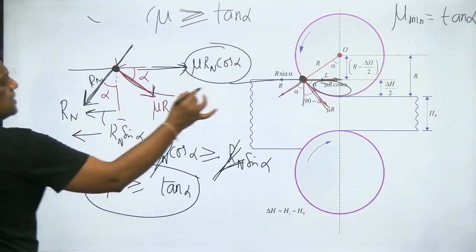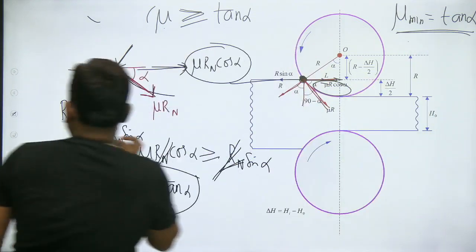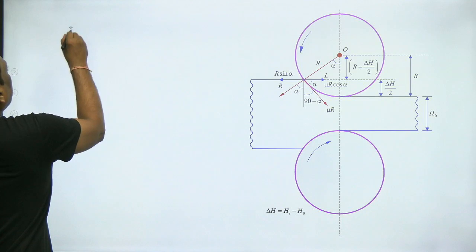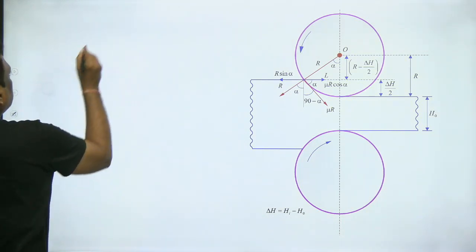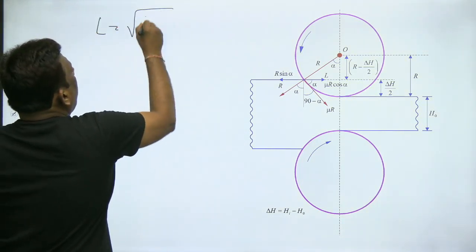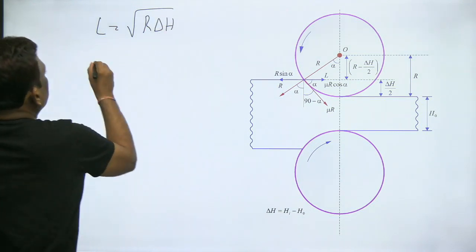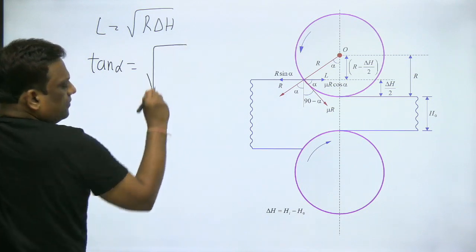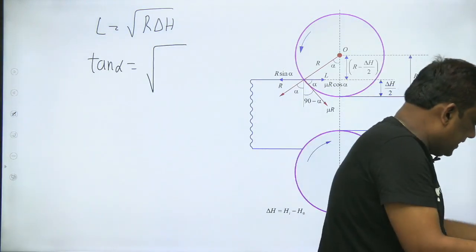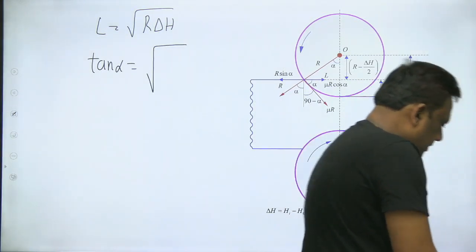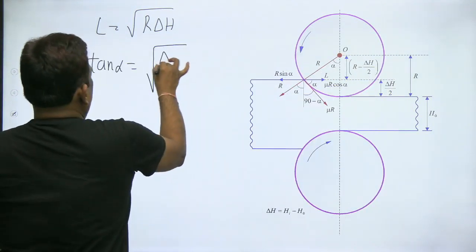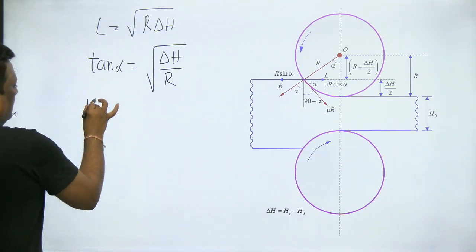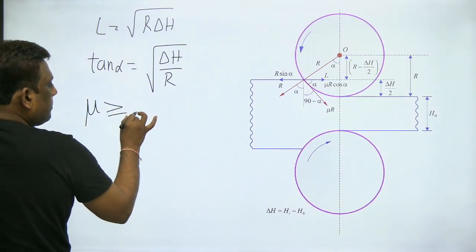Excellent, my dear student. This is one of the important equations. Don't worry. Now, L is equal to root of R delta H, the first equation. The second is tan alpha is equal to root of delta H by R, which I just derived. And one more thing, mu should be greater than or equal to tan alpha.